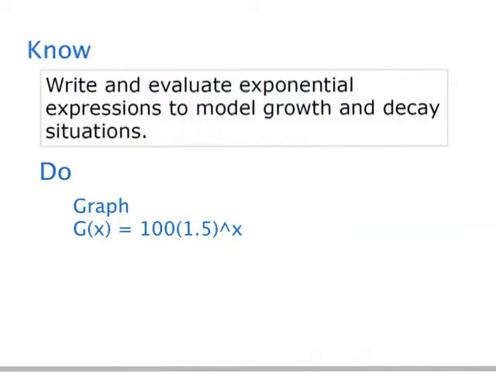Today we are going to start section 1.7 and we are going to write and evaluate exponential expressions to model growth and decay situations. Now, when we're all done with the lesson for today, you'll be able to graph a function like the one that I have right here.